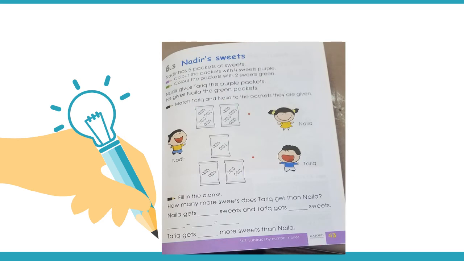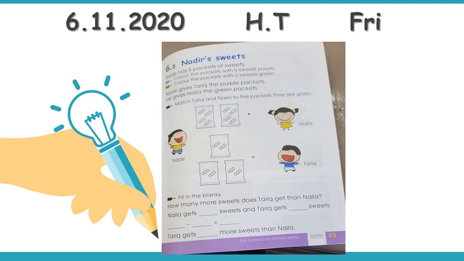Page number 43. You can see on your screen now. Again you will write the same date: 6.11.2020, space, h.t again, space, and the day is Friday. Write it at the top of the page. Then activity 6.3, and this is about Nadir's sweets.